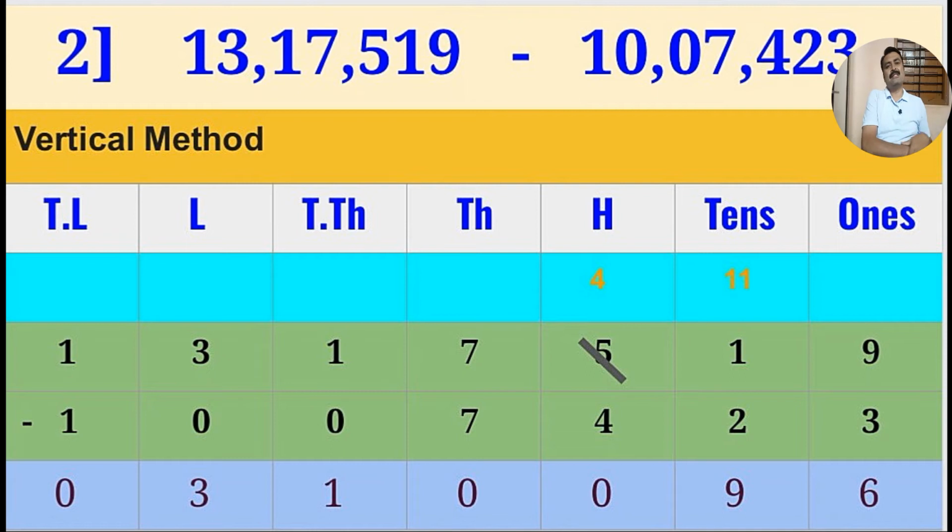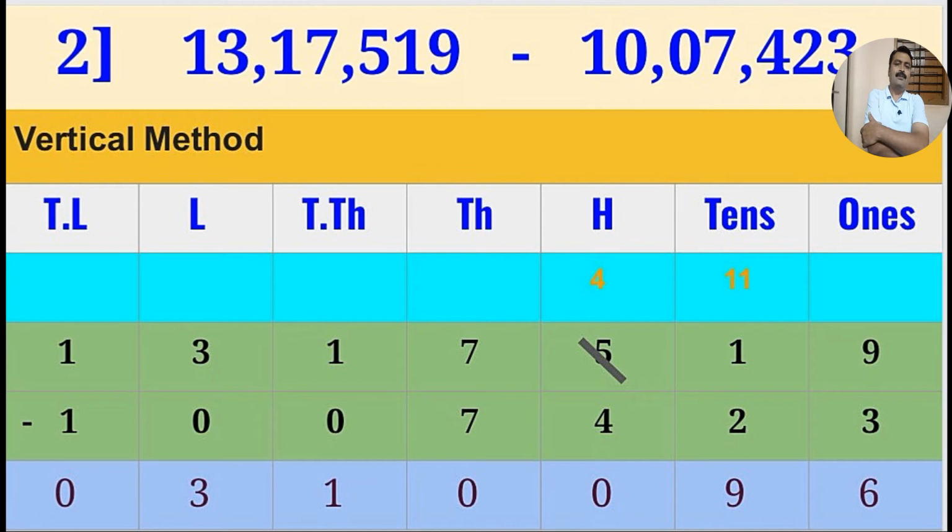Let's move towards the 10,000 place column. 1 minus 0, we got the answer 1 there. At the lakh place, if we continue, 3 minus 0, we got the answer 3 there. And the last subtraction, that is at the 10 lakh place, 1 minus 1, that we get 0 there. So after taking this last subtraction, we got the answer in this way.